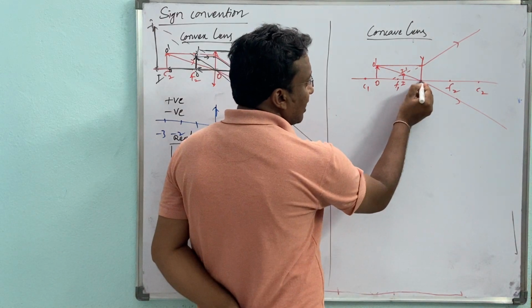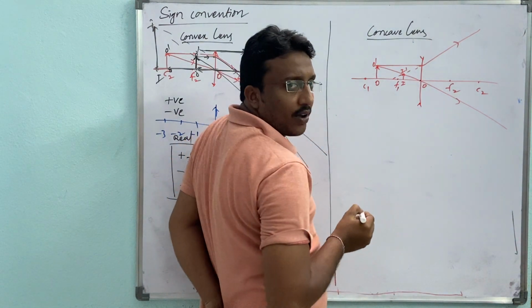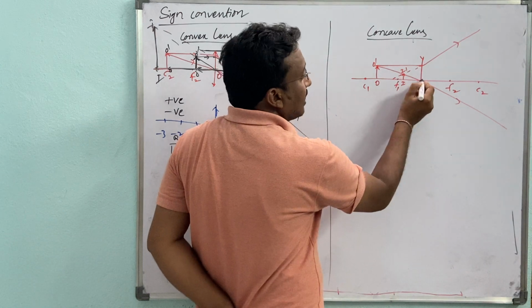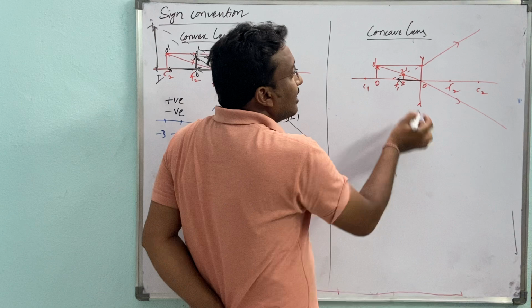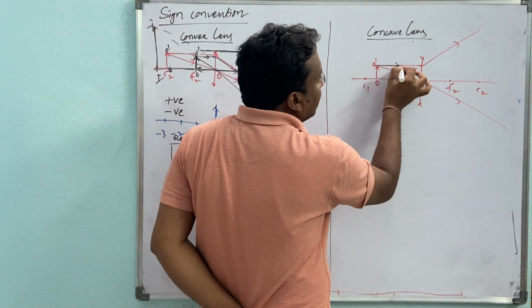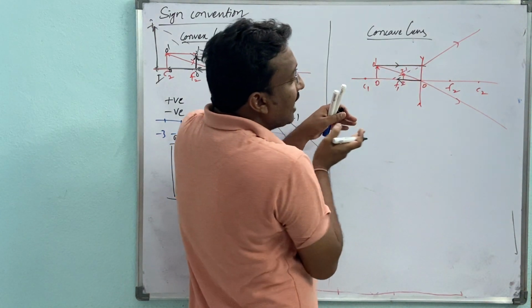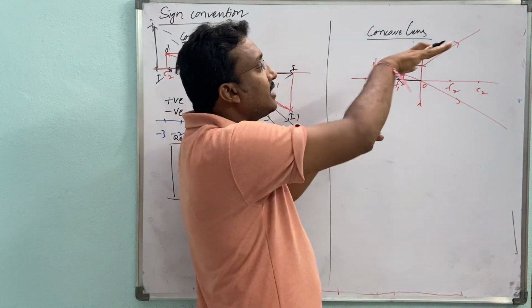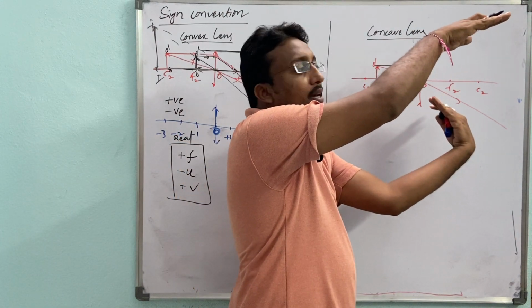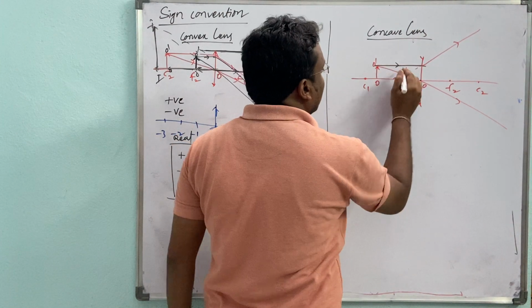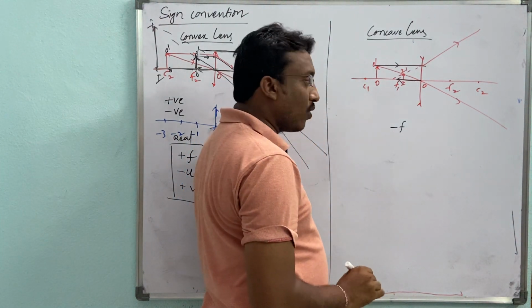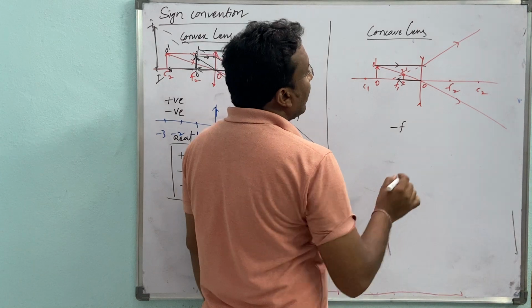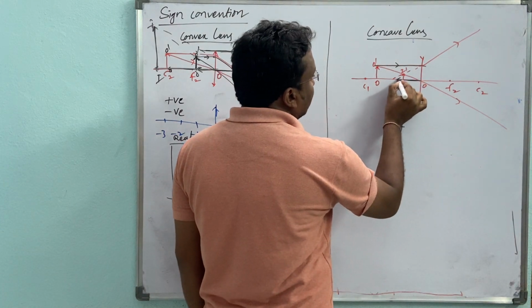Right, see. Here the thing is, first I want to measure the focal length. We have to measure from the optic center, right? Incident ray is traveling in this direction, then my measurement is in the opposite direction. So that's why focal length becomes negative.